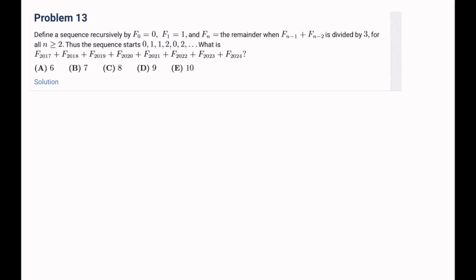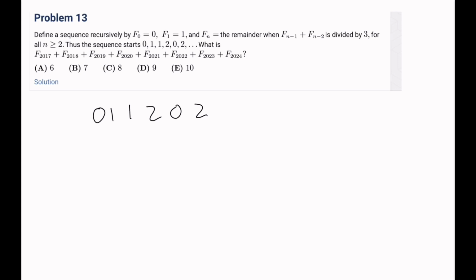Number 13. Define a sequence recursively by f0 equals 0, f1 equals 1, and fn equals the remainder when f(n-1) plus f(n-2) is divided by 3 for all n greater than or equal to 2. Thus, the sequence starts 0, 1, 1, 2, 0, 2, and so on. And so let's just try and write out these f values, right?